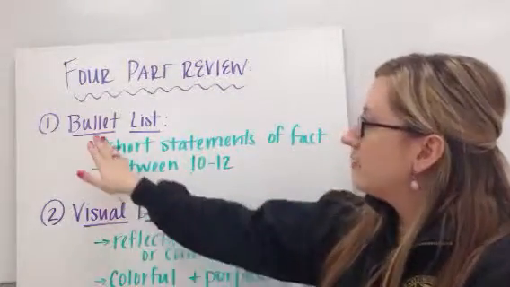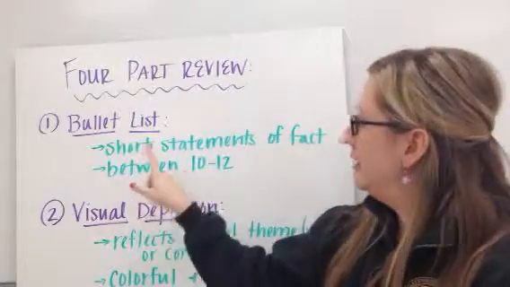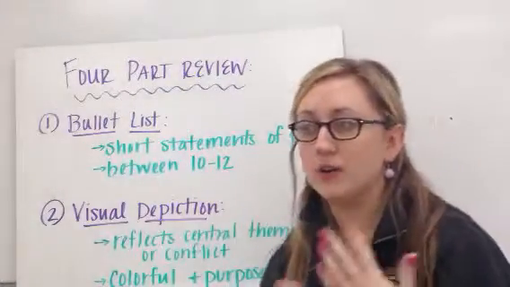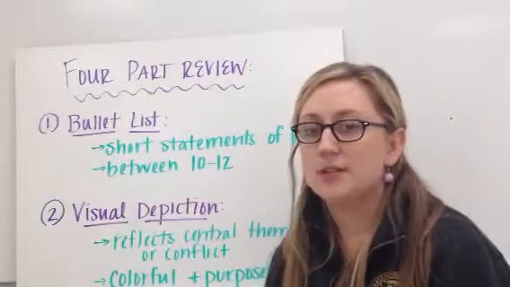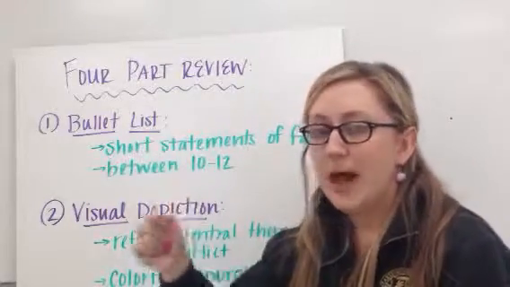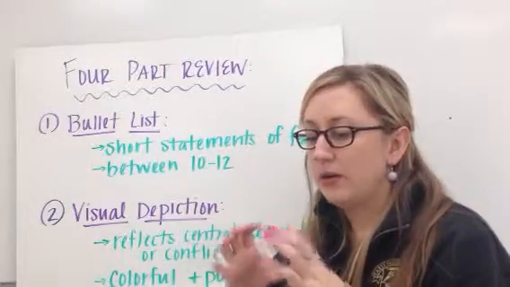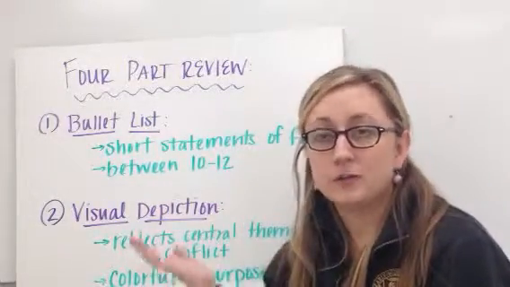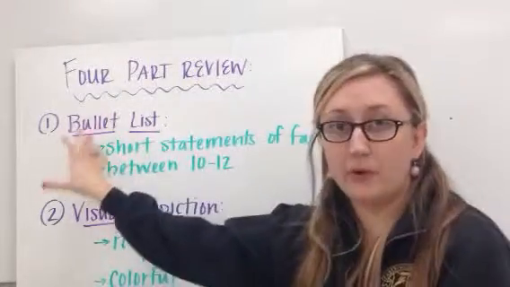So the first part is to write a bullet list. And bullets are very short statements of fact, so you don't have to go into tons of detail, but you'll put between 10 and 12 of those statements down and track what happens throughout the story that we're reading, throughout the poem that we're reading, but you'll have these concise statements to remind us what happened in whatever we read. So the one person may be responsible for the bullet list.